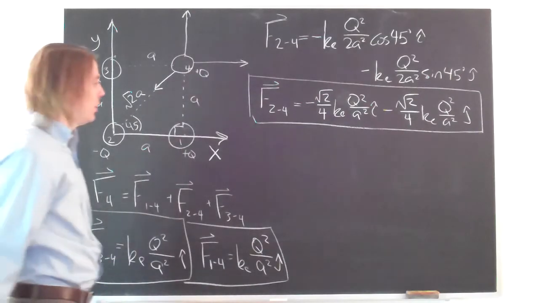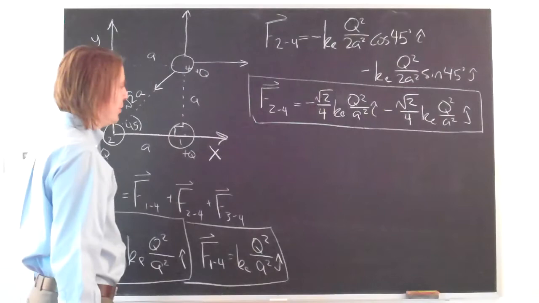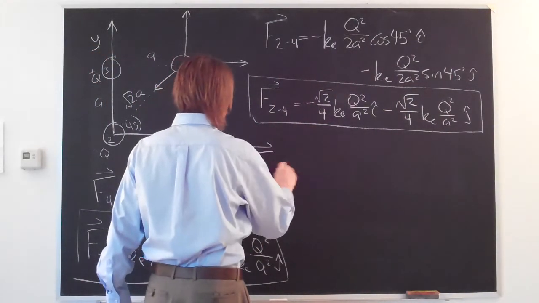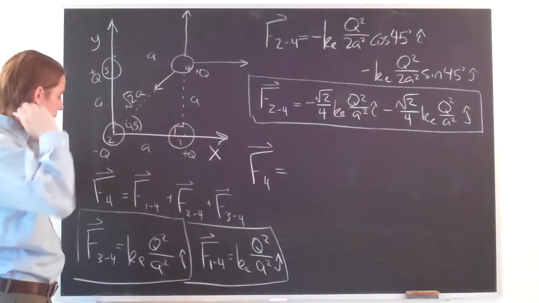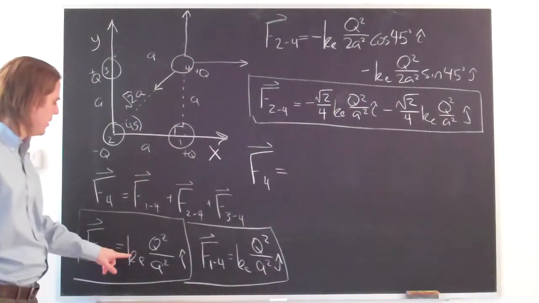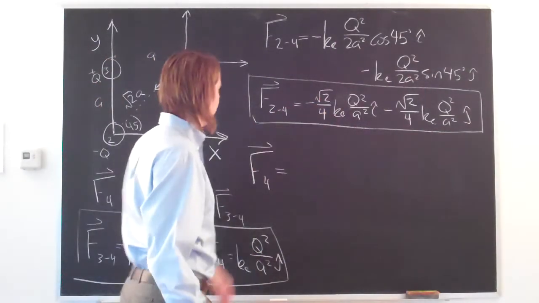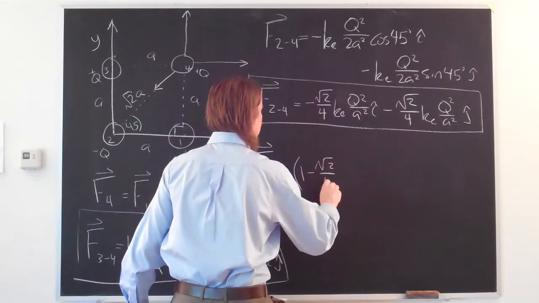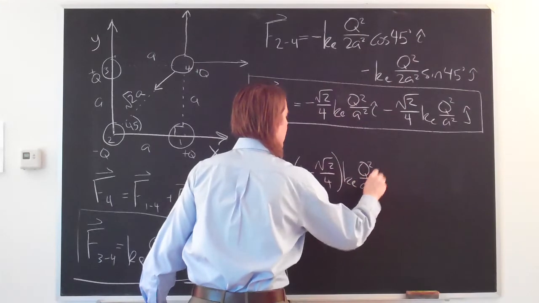So for the final term, F4, the big force, we just add these up component by component. Okay? So let's look at F4. See what we get. Let's see. So in terms of the x components, it looks like F34 has an x component. It has one here, and we've now written it in the same ke q squared over a squared. So this is 1 times that. This is minus square root of 2 over 4 times that. So we can write 1 minus square root of 2 over 4 ke q squared over a squared i hat.